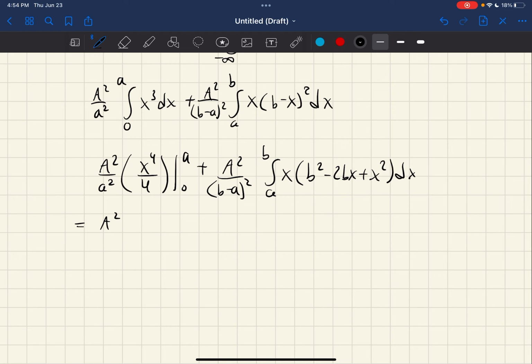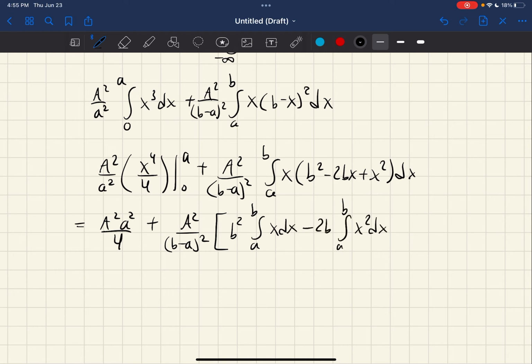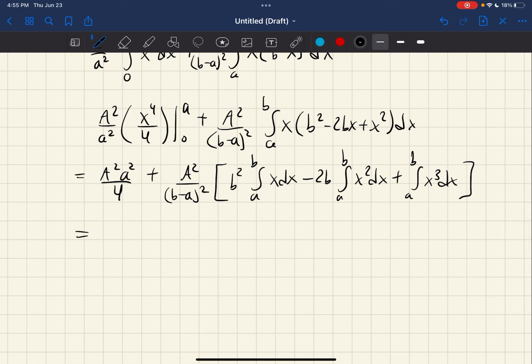The left-hand side just simplifies to a squared times a squared over 4, plus a squared over b minus a squared times three separate integrals here. The first one being b squared times the integral from a to b of x dx, minus 2b times the integral from a to b of x squared dx, plus the integral from a to b of x cubed dx. And remember that a from part A is root 3 over b, so a squared is just 3 over b. So this just becomes 3a squared over 4b plus 3 over b times b minus a squared times the first integral, which is just x squared over 2. So this becomes b squared times b squared minus a squared over 2 when you plug in the bounds.